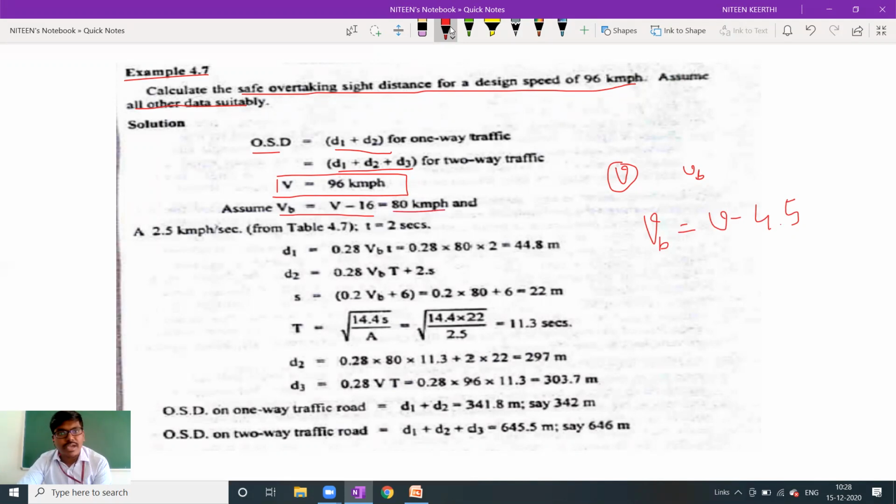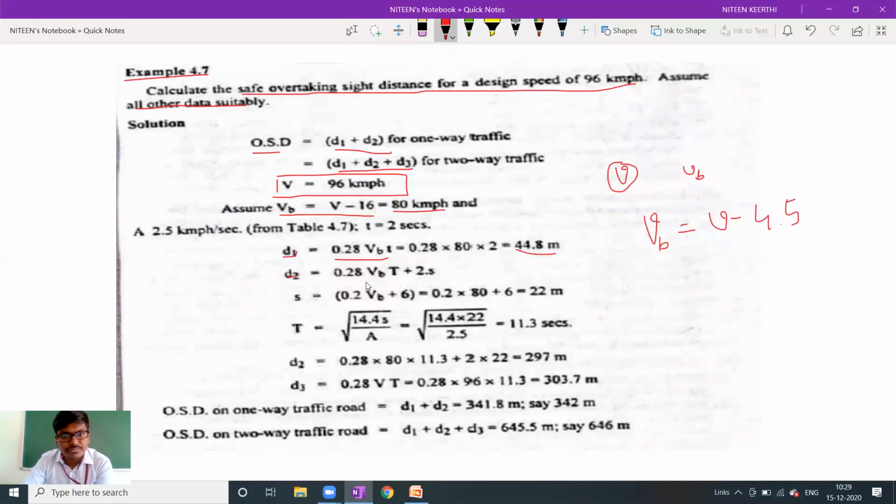If you want, you can determine small vb and work with that. Here I have put this example because it uses capital VB. So here he has taken D1 in terms of kilometer per hour: VB in kilometer per hour and capital V also in kilometer per hour. So the formula is 0.278 capital VB into T. You know the conversion of small v into T to capital V into T, already studied in stopping sight distance. So 0.278 capital VB into T gives us 44.8, the first component D1.